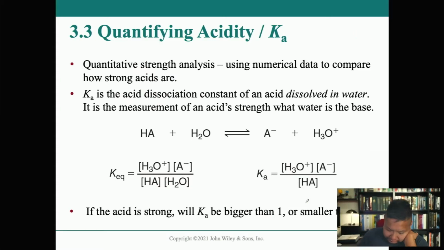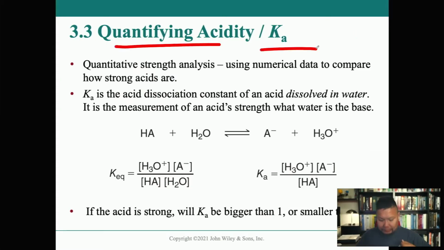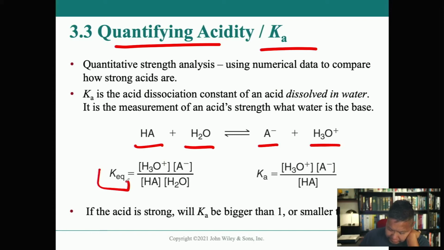So, quantifying acidity using the Ka. You remember what Ka is from general chemistry, right? Ka is equivalent to the Keq, the equilibrium constant of a reaction, but it specifically deals with the equilibrium constant of an acid-base reaction. So, if you have an acid and you dissolve it in water, you get the conjugate base and the conjugate acid. So you can write the Keq equation such that you have the products right here.